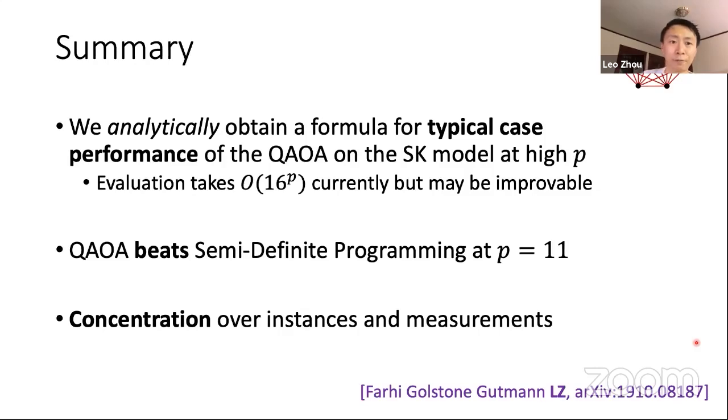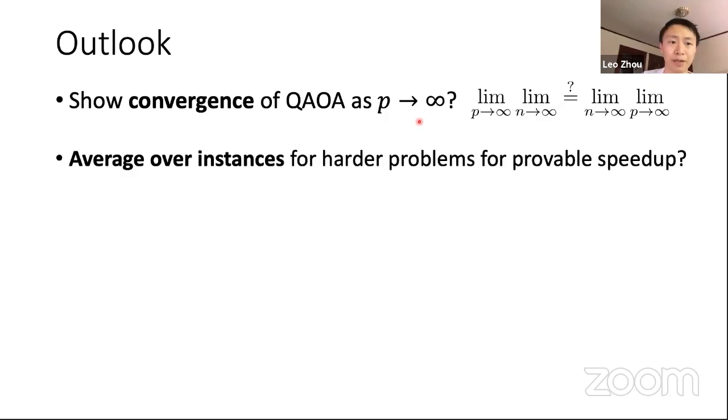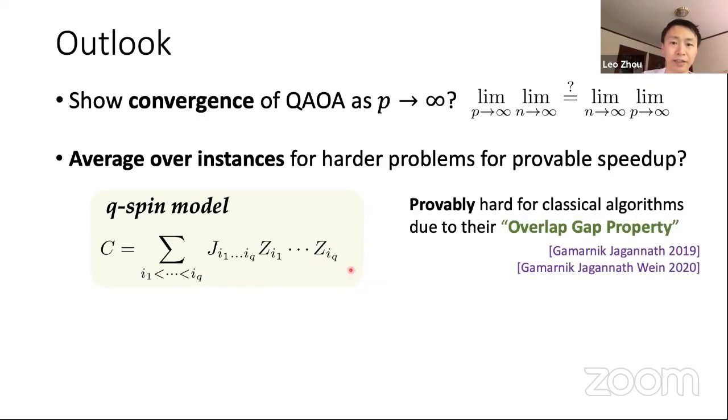Now, for future work, we want to be able to do this limit switching and show that QAOA converges to the Parisi value as p goes to infinity. But more broadly, we're interested in applying our technique of averaging over instances to harder problems for potentially provable speedups. We can look at the q-spin model, which is basically the SK model, but instead of just two-body coupling, you have q-body coupling. And it turns out that this problem is provably hard for classical algorithms, including Montanari's algorithm, because of the existence of the overlap gap property.